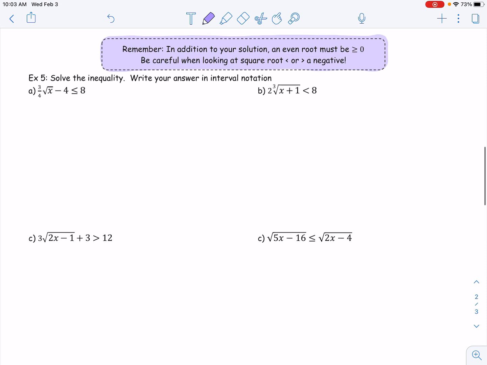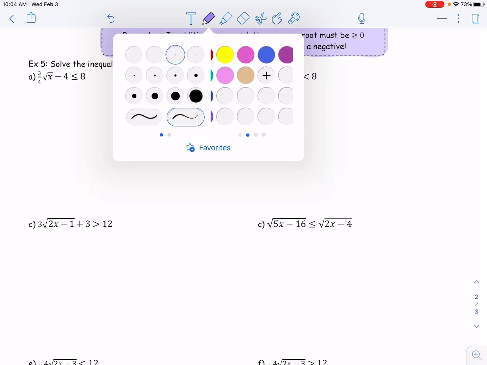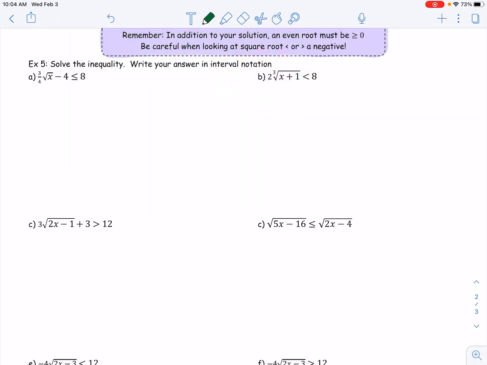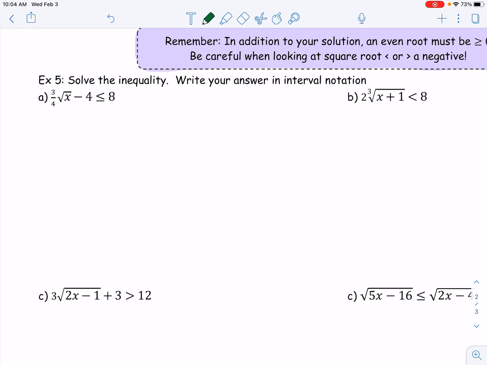And then it just says, be careful when you're looking at the square roots greater than or less than a negative. A square root will always be greater than a negative. A square root will never be less than a negative. So just remember that. So let's get to solving. And we do want to write our answer in interval notation, it says. All right, so first thing I would do in example A is I would add that 4 over.